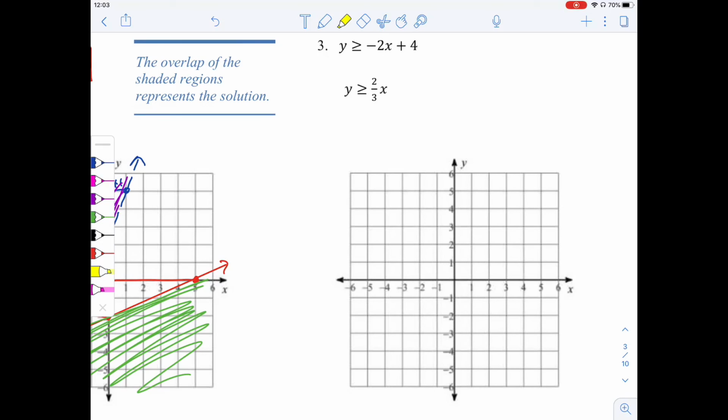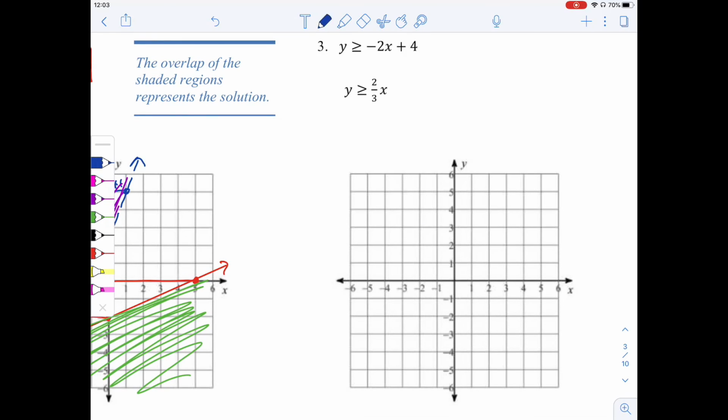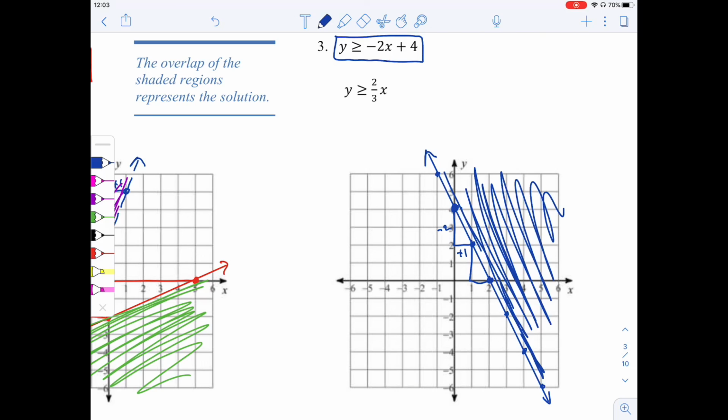Okay, next one. The first one is y greater than or equal to negative 2x plus 4. We start at our y-intercept 4. Use our slope negative 2, so down 2, right 1. Follow the pattern. It's greater than or equal to, so it's going to be a solid line, and then we shade above. Shade everything above here. And then we do another.